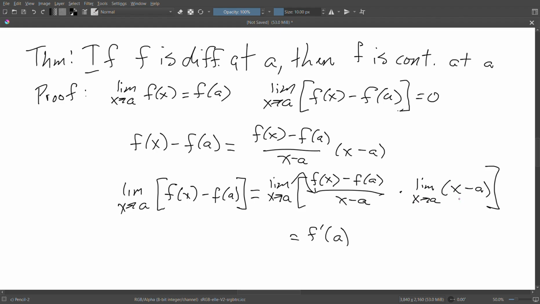Okay, and then what is the limit as x approaches a of x minus a? Well, you can just plug in a here and you'll get a minus a, that's 0, so the whole thing equals 0. Cool. So if f is not differentiable, then we can't say anything about its continuity at all, because this quotient doesn't exist.